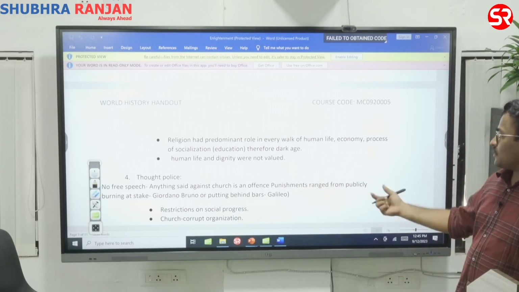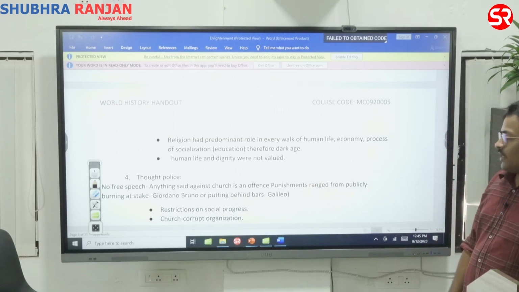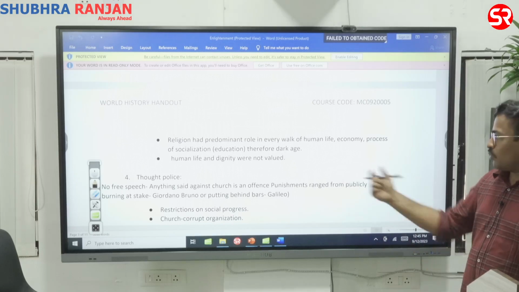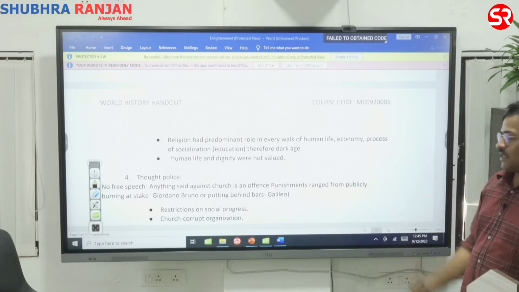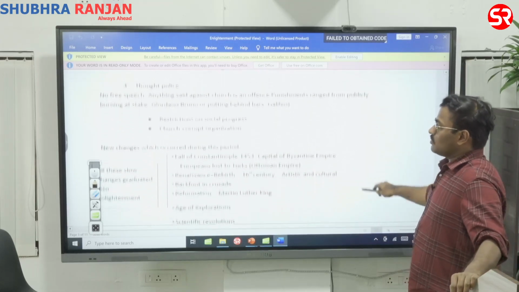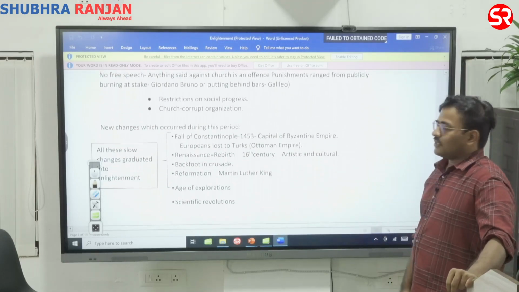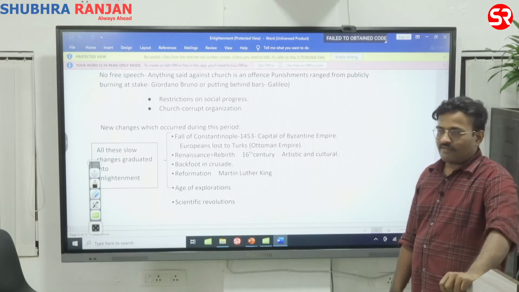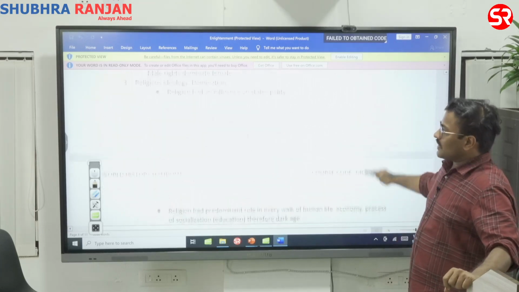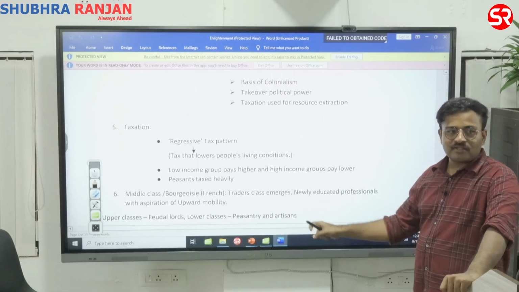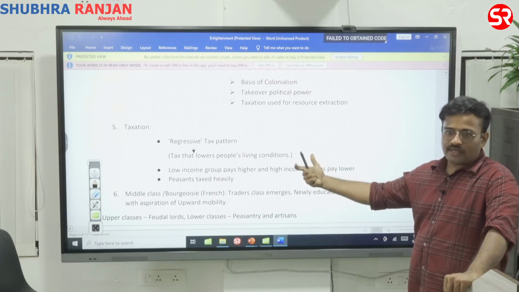Anything said against the church is an offense, and the punishment ranged from publicly burning at the stake, which was done for Bruno, or putting behind bars, which was done for Galileo. Then there is restriction on social progress, and the church is also a famously corrupt organization. So this is the condition of medieval society. Once we understand these, we will understand the benefits of modernity.